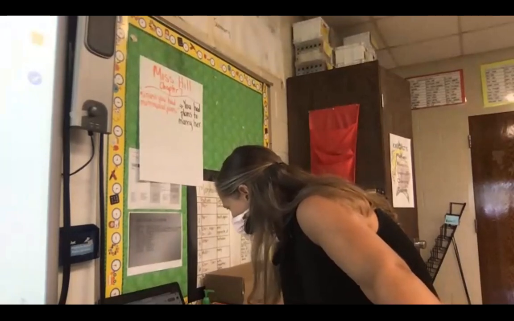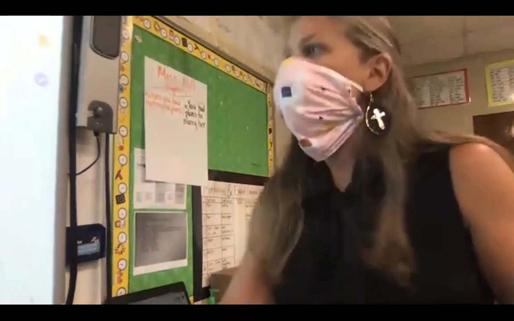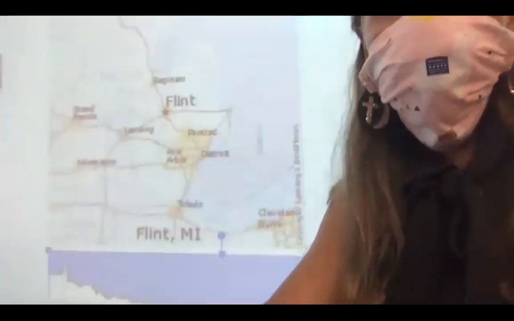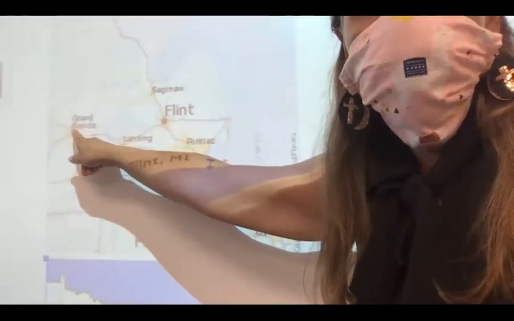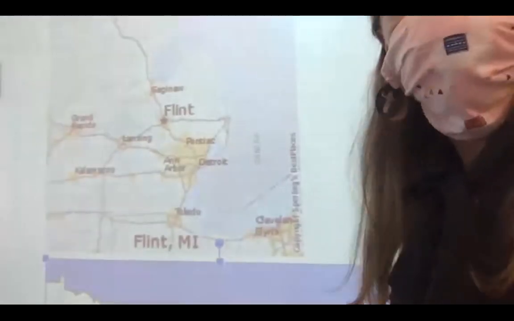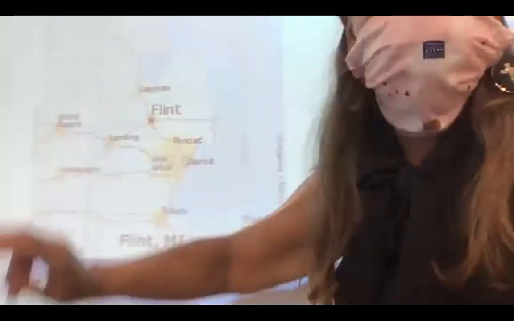This map shows, it's a little bit more zoomed in. Can you see? This map shows Flint and Grand Rapids. That's going to play into the story here in just a minute. Think about that distance, okay? You with me, guys at home?